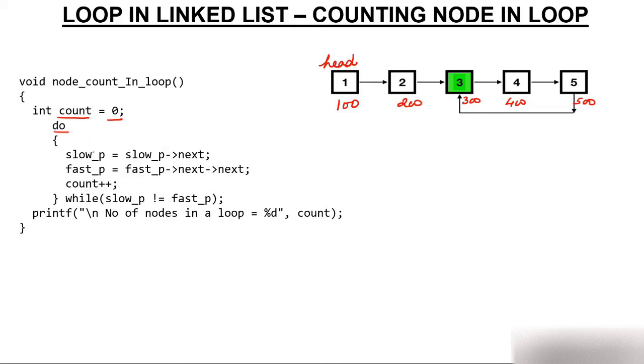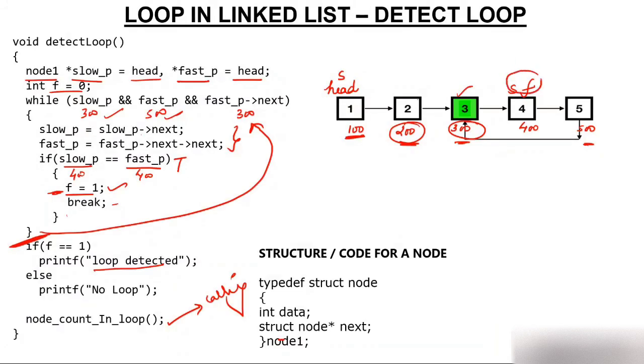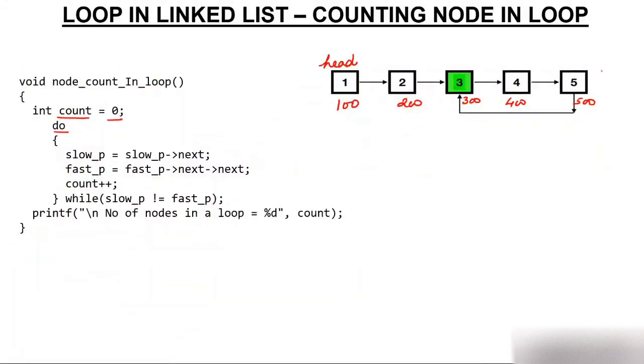Do, no one is stopping me. I'll go, and I'll increment slow by one. If I move back, when the loop was detected, where were slow and fast? At the 400 node. So let us again make this slow and fast. Currently slow and fast are here. So I'll move slow by one step, so slow will come here, and I'll move fast by two steps. So fast here and then here. Slow came here and fast came here. And we'll increment count. So count becomes 1.